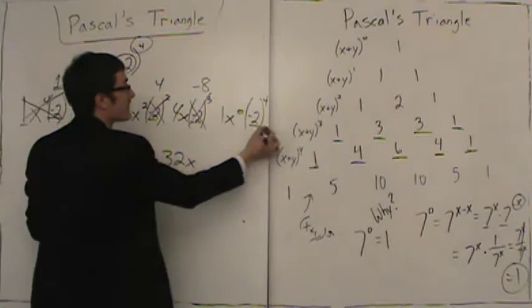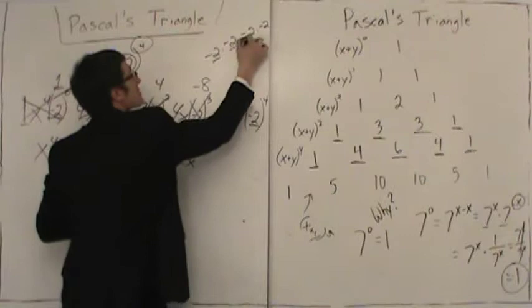And then lastly, we have negative 2 to the 4th. This means negative 2 times negative 2 times negative 2 times negative 2. So 4 negative 2s multiplied together gives a positive 16.